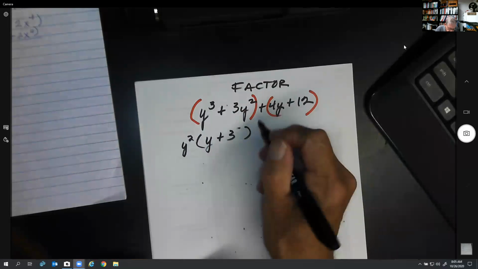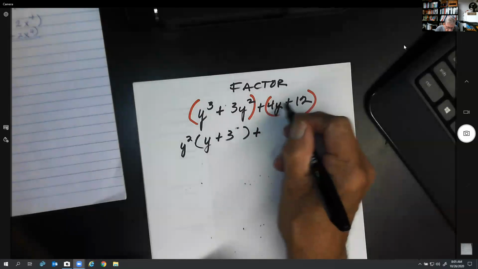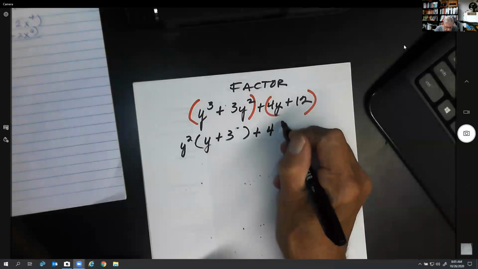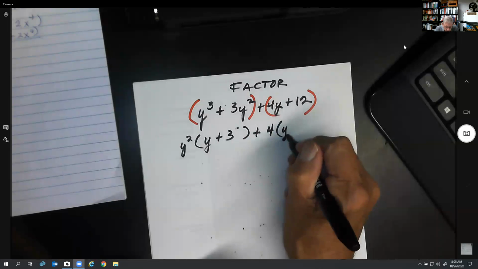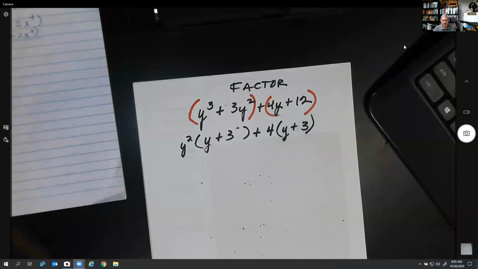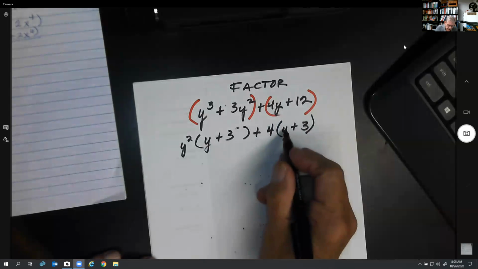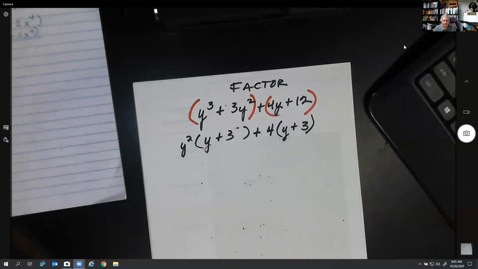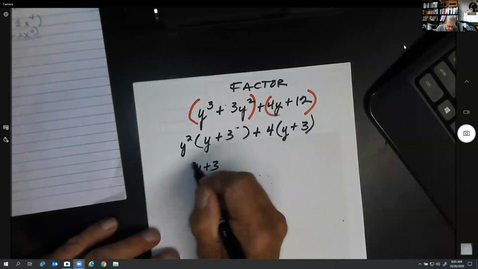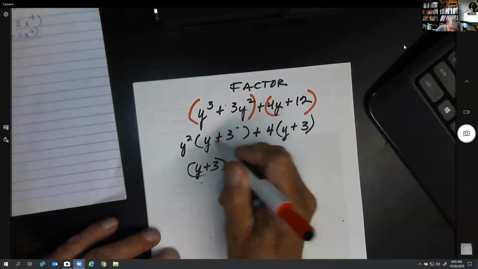Then we look at the next parentheses. Here we have a 4 and a 12, so we're going to take out the 4, common to both terms, and this gives me y plus 3. So if you've done this correctly, they should have a common parentheses. If they don't, then this method doesn't work, but they should come up. So what I usually do is I take out that common parentheses, y plus 3, and I'm going to cancel it off.